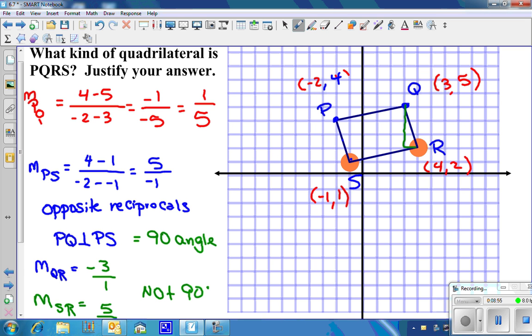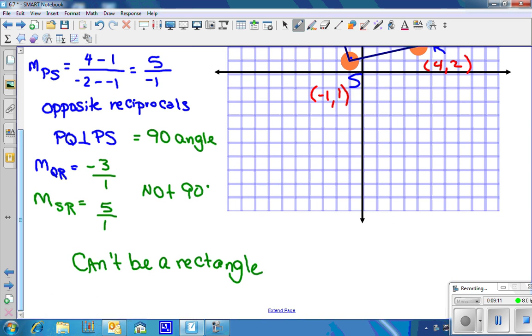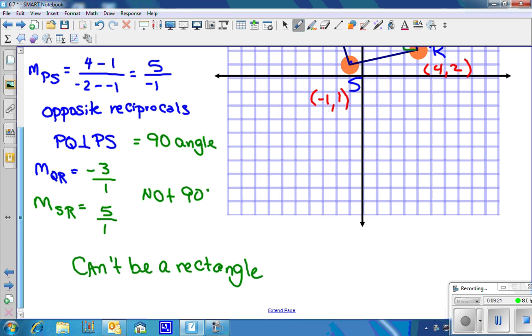So it's not a rectangle. I need to determine if it's a parallelogram, which it's not because opposite angles are not congruent. This angle P and angle R are not. So it's just a plain quadrilateral. Oh, well, it's more specific than the plain quadrilateral. Why is that? Does anybody know?